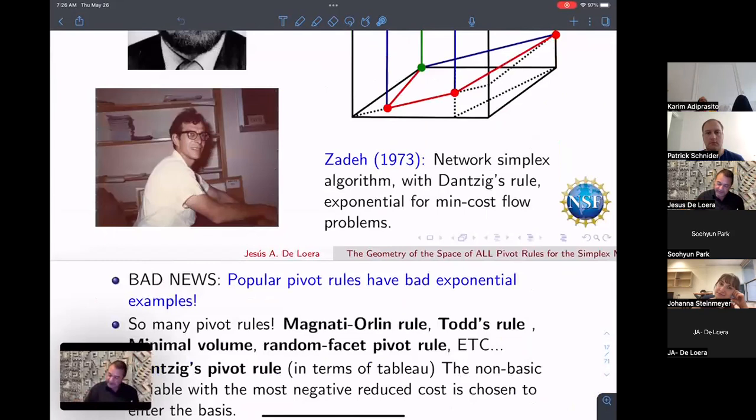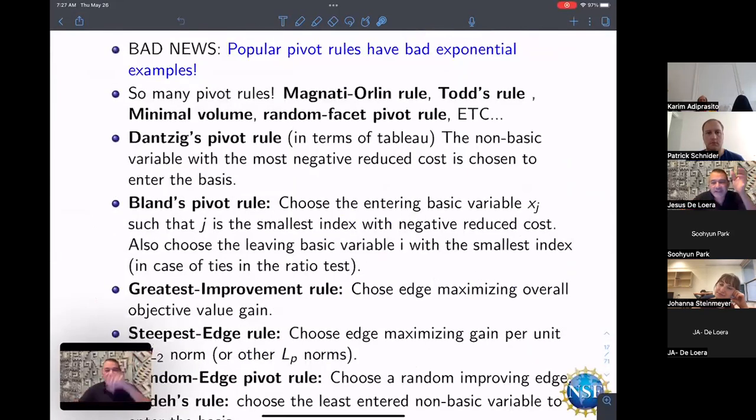Okay. So there are so many pivot rules. Every one of you probably has a pivot rule with your name someplace, and you don't know it. There are so many pivot rules that I don't even have time to go over all of them, because I would spend my entire hour talking about pivot rules. So let me just say a few of them that are famous.